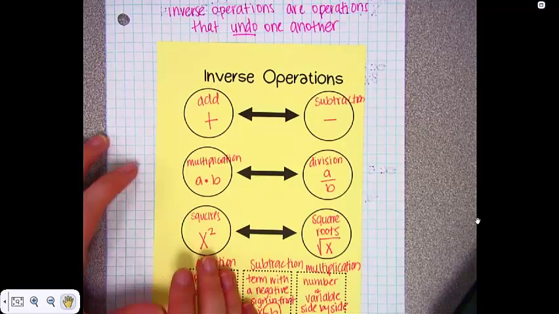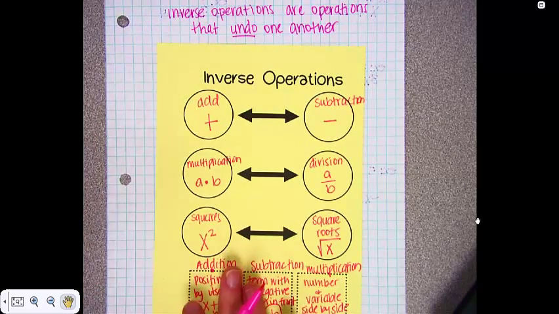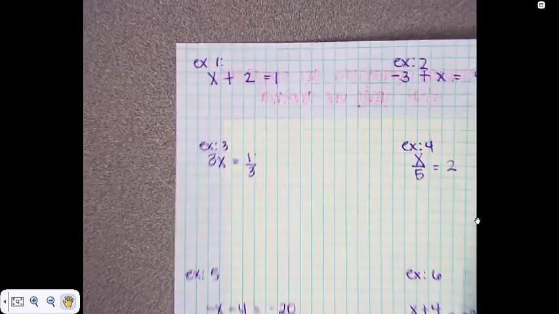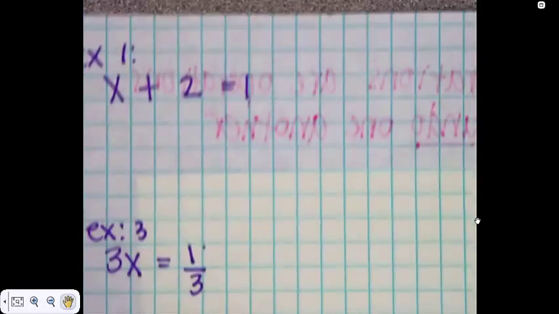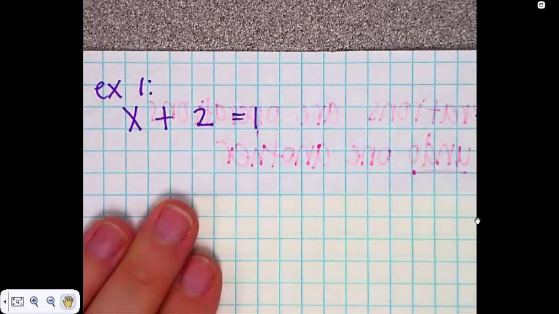So go ahead and turn to the next page in your iPod. It should be blank. You don't have anything written on it. You're going to write down the examples that I give you. So here's example number 1, and I'll zoom in so you can see it. Example number 1: x plus 2 equals 1.